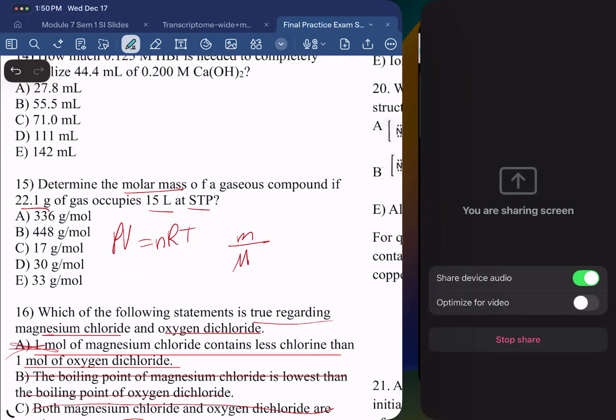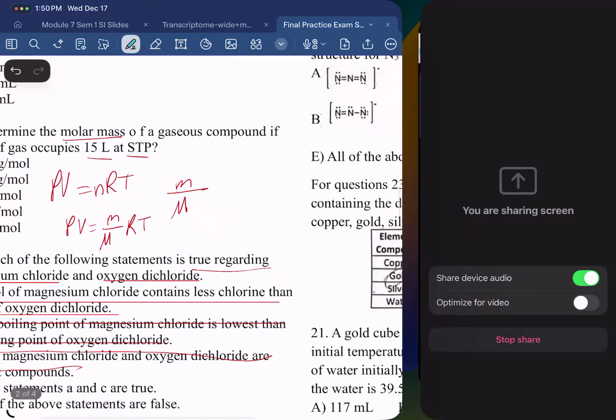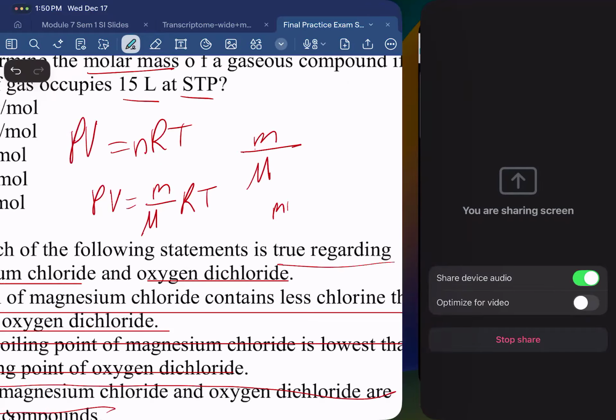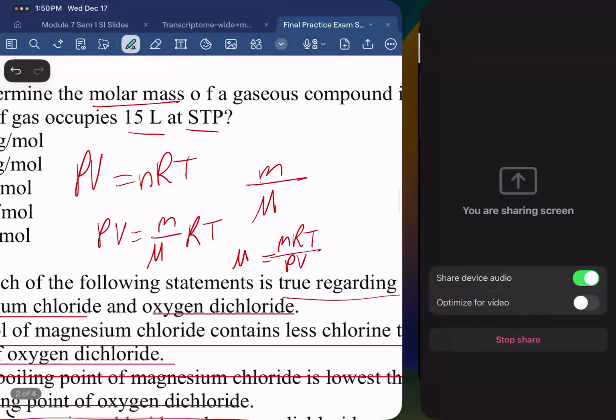So what we can do is plug in m over big M into the equation, and then we can solve for big M. So we get mRT over PV equals big M. All right. Does anyone have any questions about that? This formula, how I got that? Because that's like the most important thing.